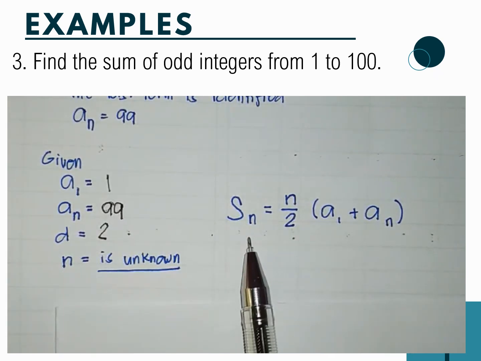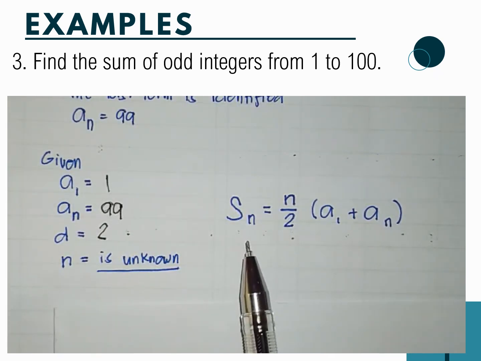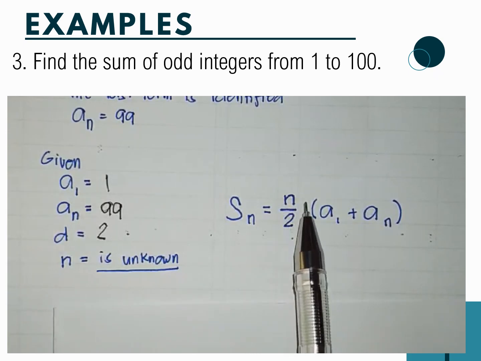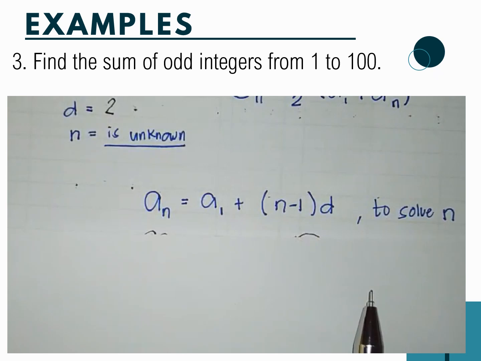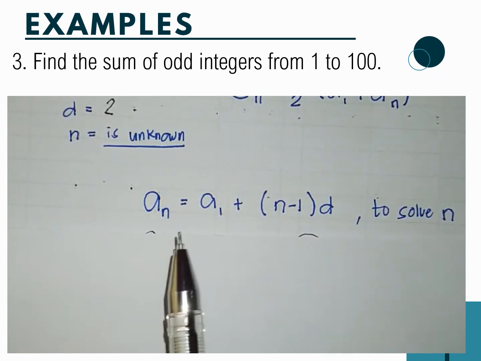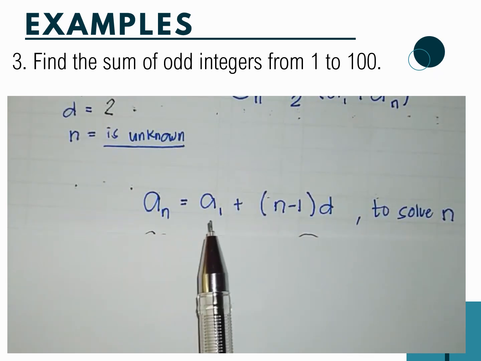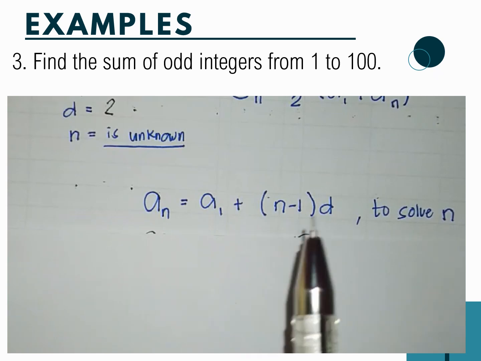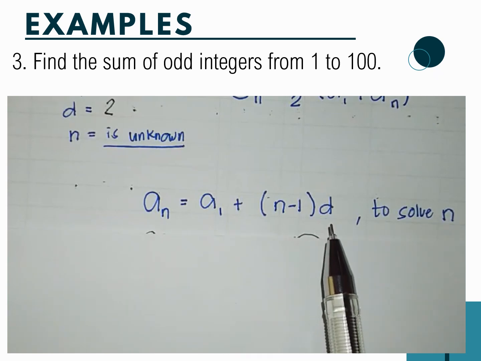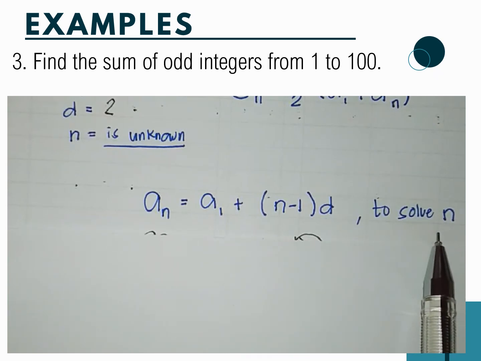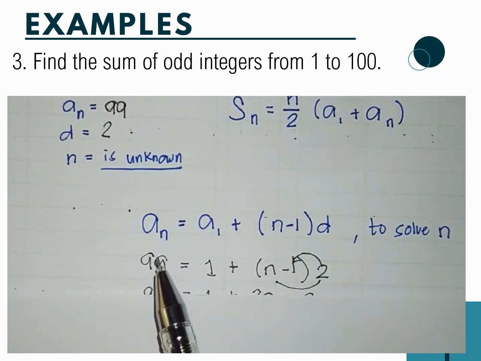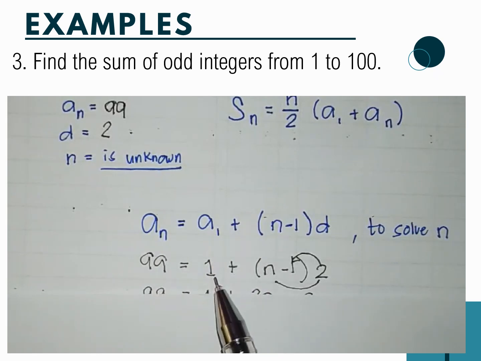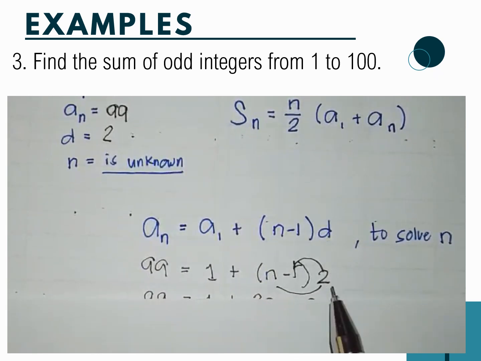So if we will use this formula for our arithmetic series, we need first to solve for n. By doing so, we will go back to our general formula. That is, a sub n is equal to a sub 1 plus the quantity of n minus 1 times d. So we are to solve for n. So let's substitute. Our a sub n here is 99. Our a sub 1 here is 1. Our d here is 2.